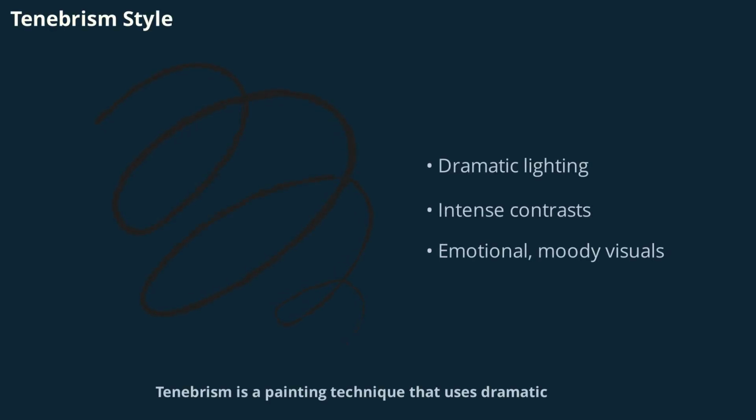Tenebrism is a painting technique that uses dramatic lighting and intense contrast between light and dark. In visual design, it creates depth, drama, and emotional weight. Core elements are high-contrast chiaroscuro, black background, spotlighting, and oil textures. The mood is intense, emotional, and moody, ideal for Gothic art, storytelling visuals, or cinematic posters.